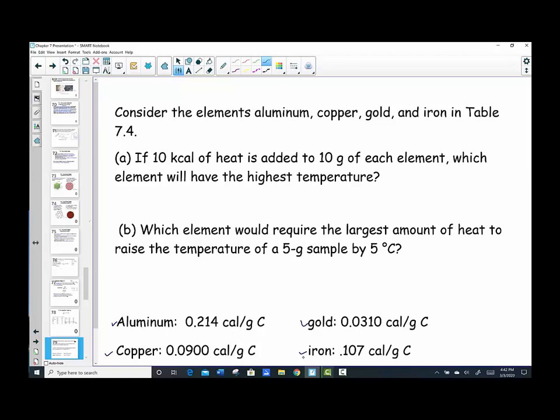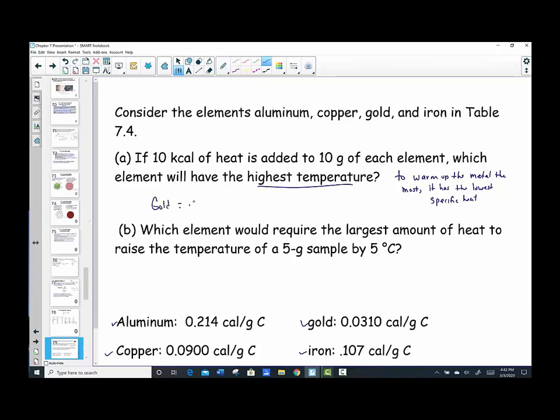What if you put in 10 kcals of heat to each of these elements, same amount? What element would have the highest temperature? Which one would warm the most? What do you think? Which one has the lowest specific heat? The one that doesn't take much energy at all to convince it to warm up. Looks like gold.